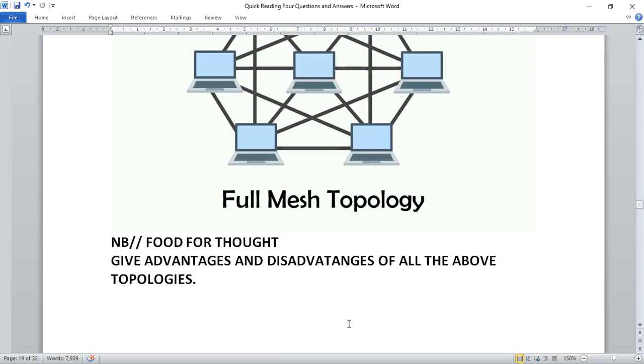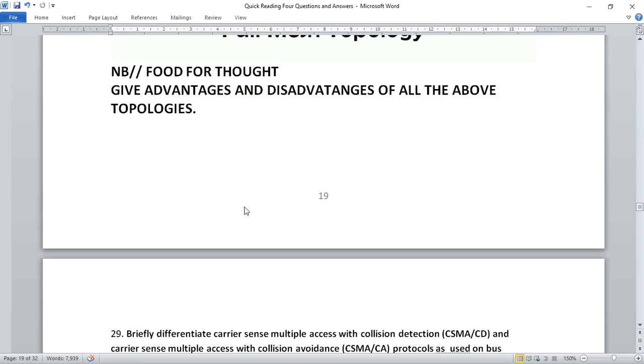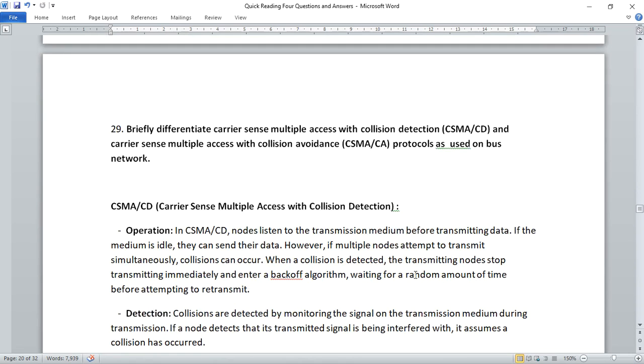Okay, we have food for thought. Give advantages and disadvantages of all the above topologies. That is your assignment. Then briefly differentiate carrier sense multiple access with collision detection, that is CSMA/CD, and carrier sense multiple access with collision avoidance. Those are the acronyms, or the abbreviations.